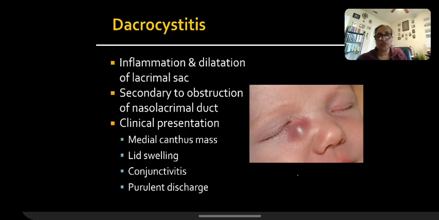So now coming to dacryocystitis, this is inflammation and dilatation of the lacrimal sac, and most commonly it's because of obstruction to the nasolacrimal duct. Clinically, these patients present with a medial canthal mass lesion. You can also get surrounding inflammatory changes in the periorbital soft tissues, conjunctivitis, as well as purulent discharge. So this is how it looks.